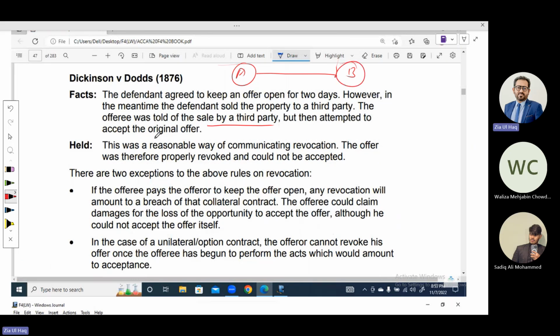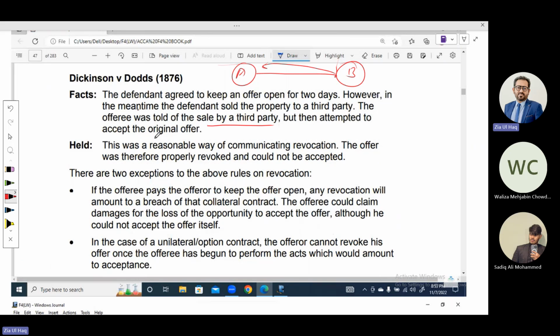and the third party informed B that I have bought that property. But B, knowing he had sold the property, said, okay, I am accepting your offer. And A is saying, no, I have sold the property, and B sued A. So this case is not genuine. He cannot sue A because before acceptance, the offer was revoked by the offerer and was communicated to the offeree, not by the offerer, but by the third party.